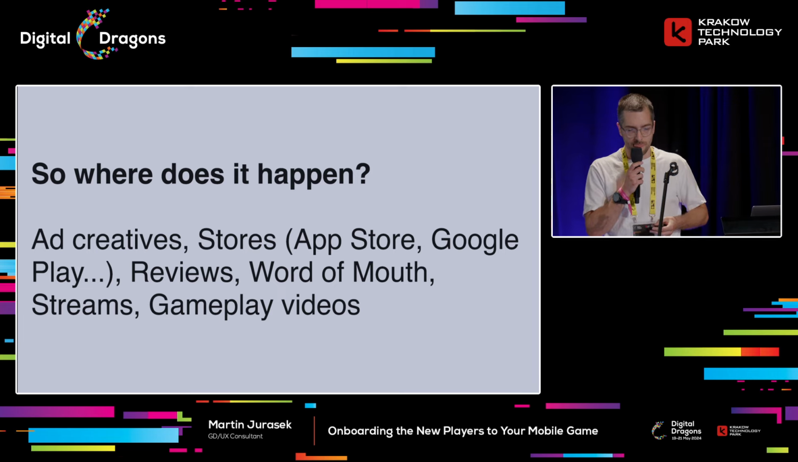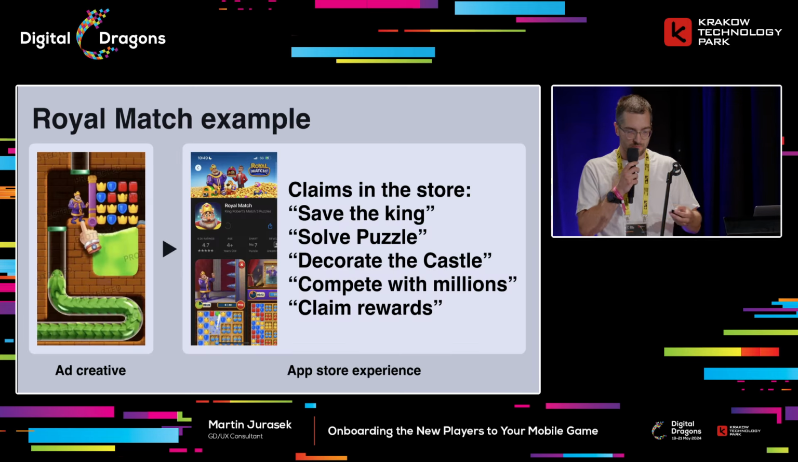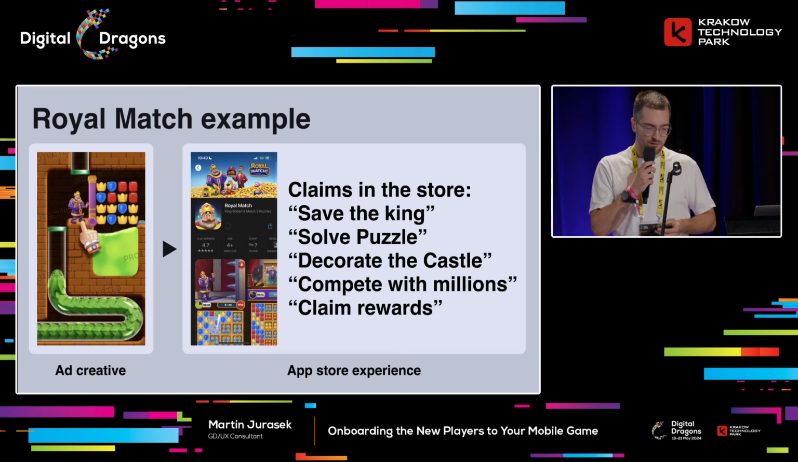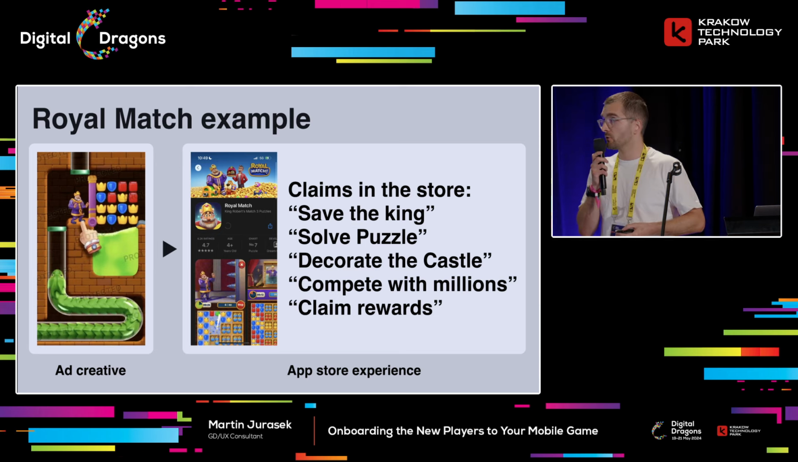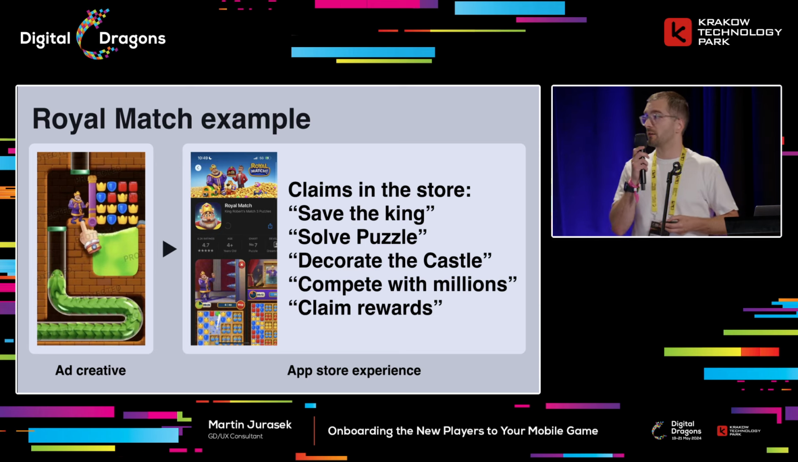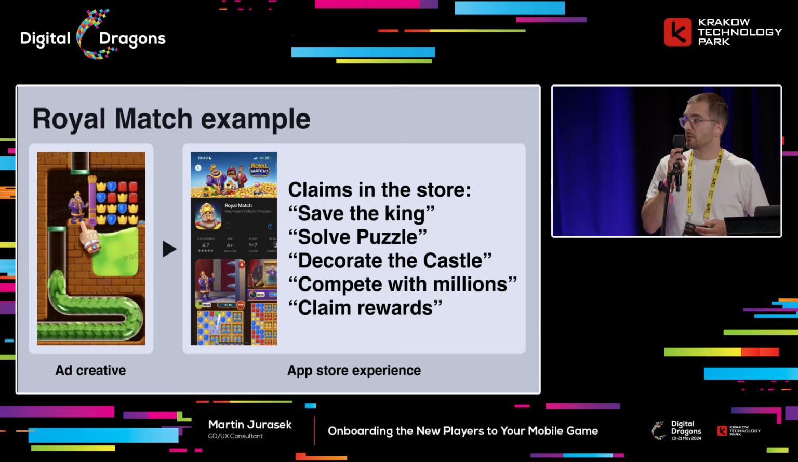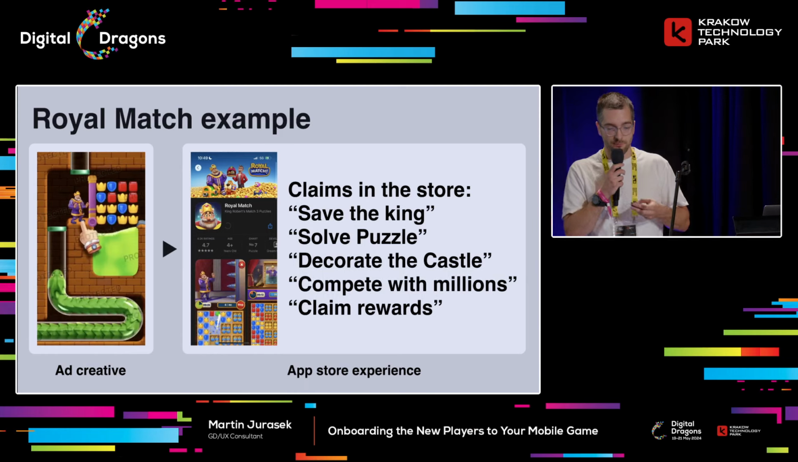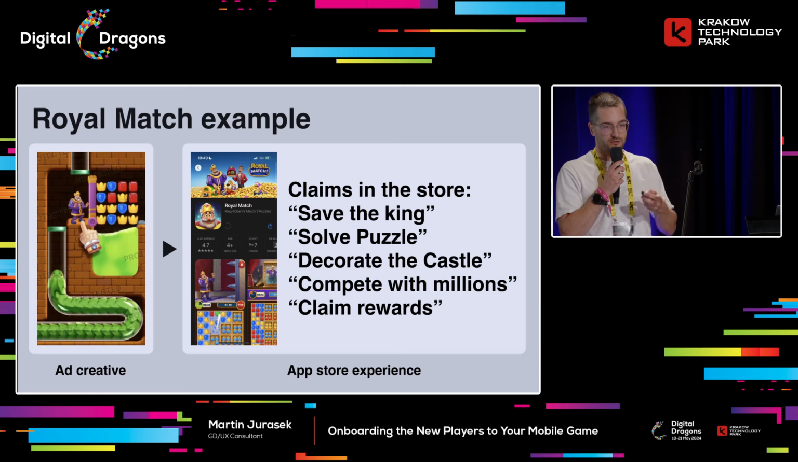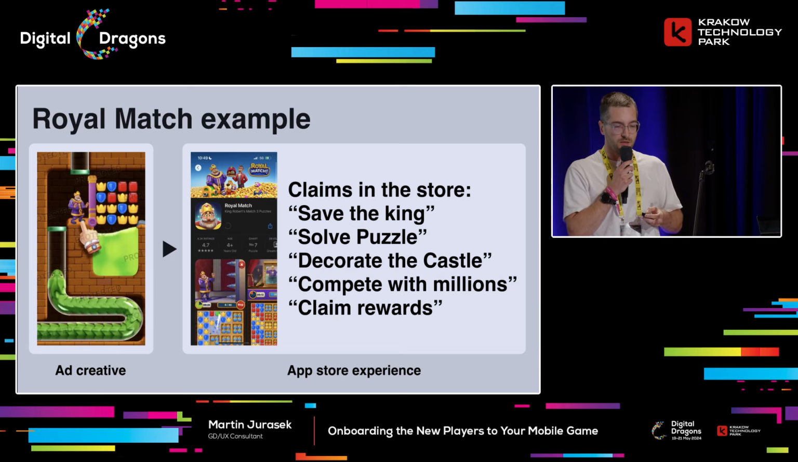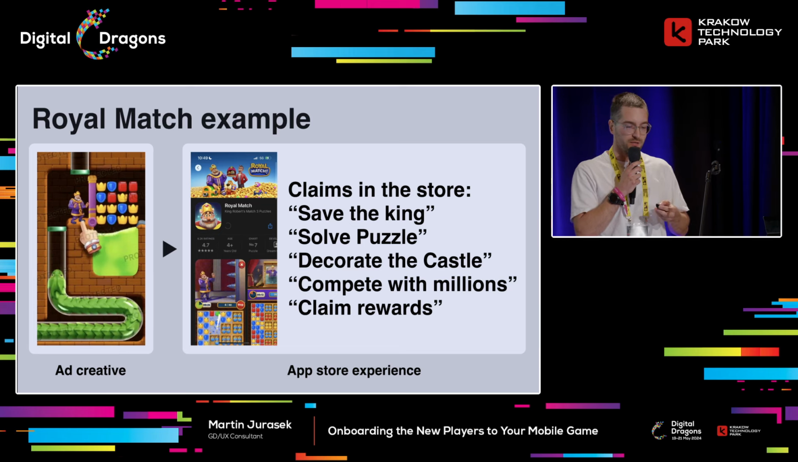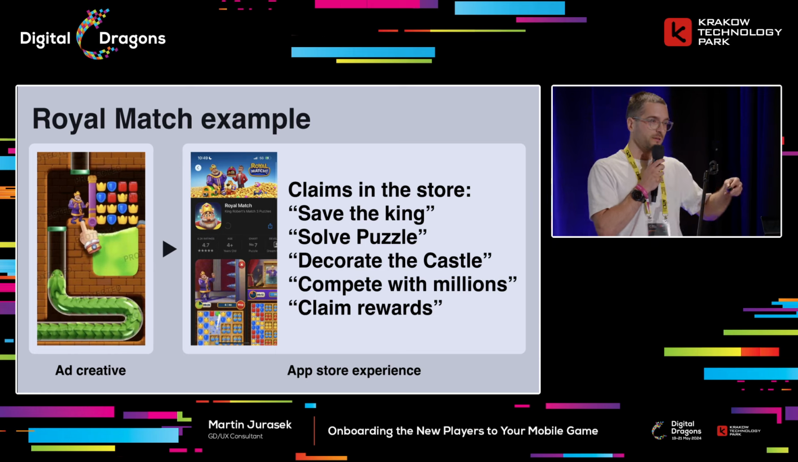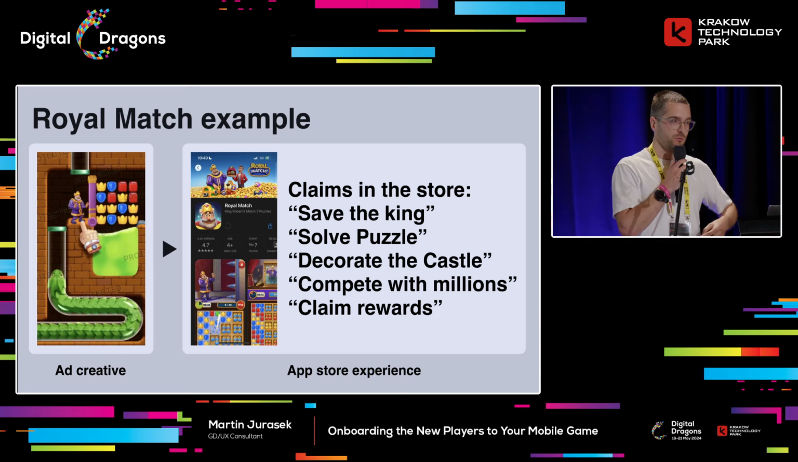So let's take, for example, Royal Match. This is the ad creative I was exposed to, so I already expect that, okay, this is some kind of match 3 game with a twist of some kind of danger, that I need to be really quick in order to help the king. If I go to the App Store, I already have some claims in the store, like save the king, solve puzzles, decorate the castle, compete with millions, claim rewards. So these are already the things that I expect as a player when I download the game.